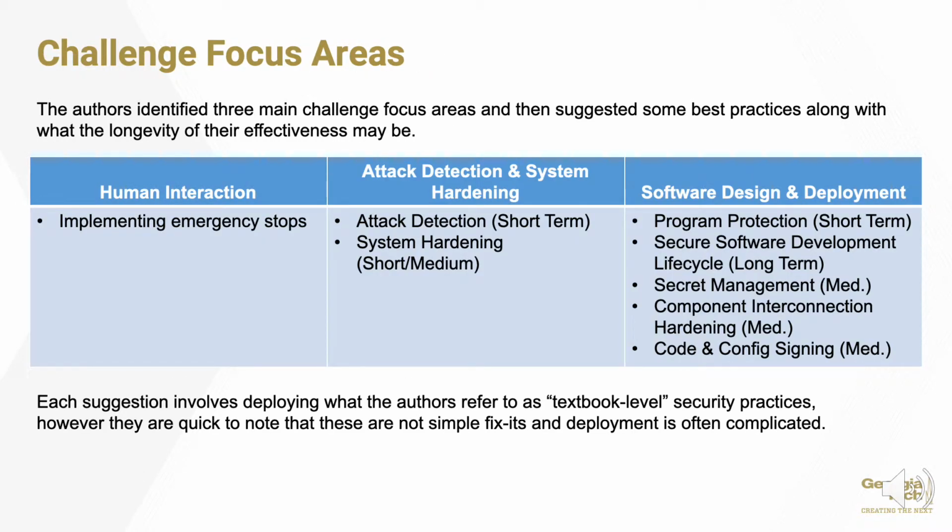So without going too deep into some of the recommendations they made, they did identify some areas that can be addressed, including human interaction, attack detection and system hardening, and then what can be done during the software design and development phase of the robot controller. And they made some recommendations, including such things as attack detection, secure software development lifecycle, and so on. And if you take all of these recommendations and apply them, we can expect to see the security of an industrial robot improved.